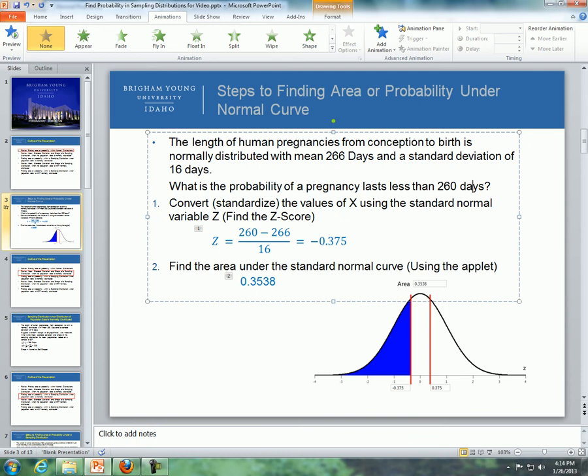Okay, so that reviews us. Now I could ask the question, what's the probability of a pregnancy being greater than 260 days? So instead of shading to the left, we shade to the right of this z-score to get the probability. Or you could just take 1 minus this probability, which is about 0.6462, to get the probability that it's greater than 260 days.